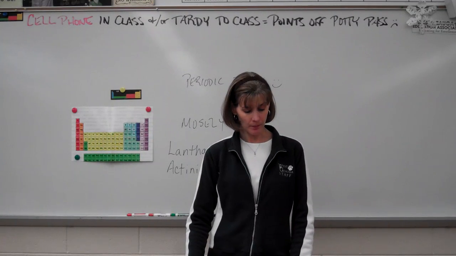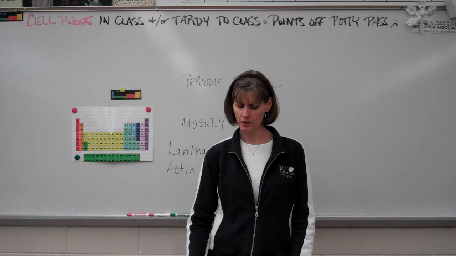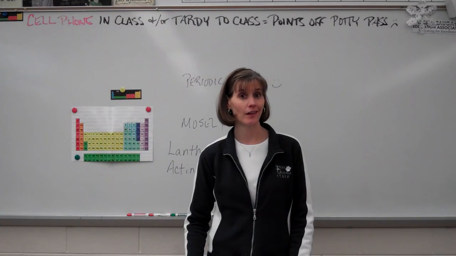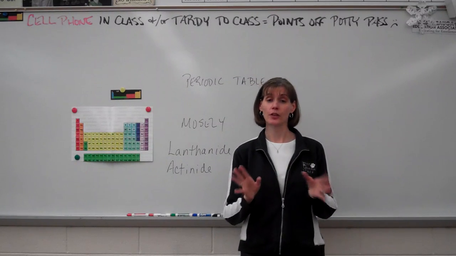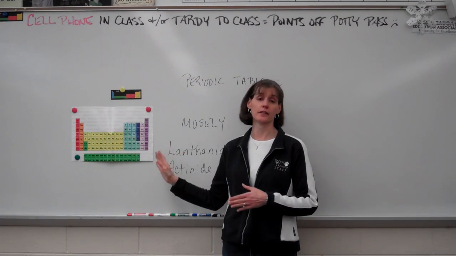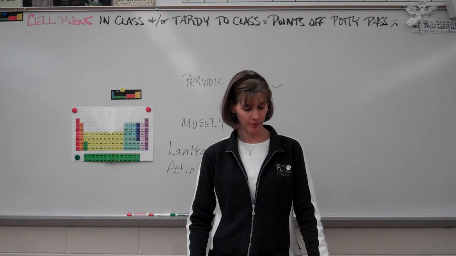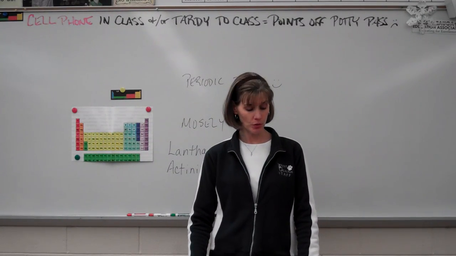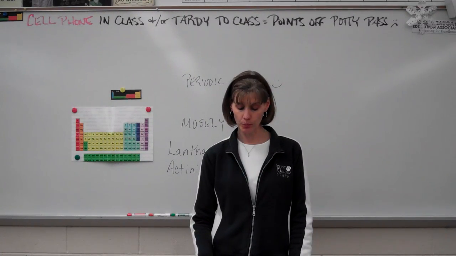Test hint 21, how to identify the group number of an element from its electron configuration. Again, same idea. I'll give you the electron configuration, you find that on the table, find the column number. Shouldn't be too tough.